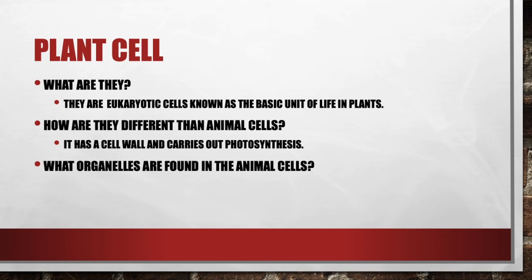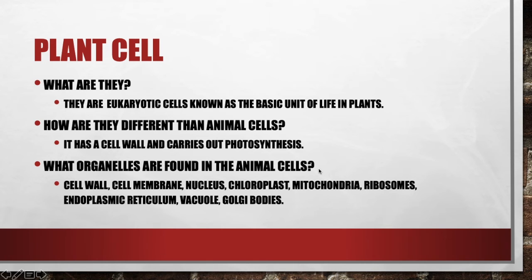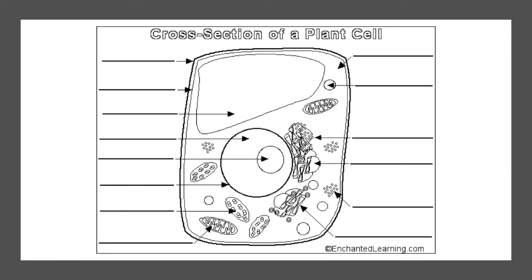So now the organelles that we're going to talk about within the plant cell. Oh, I have animal there. It should be plant. Sorry, guys. Within the plant cell is a cell wall, a cell membrane, the nucleus, chloroplast, mitochondria, ribosomes, endoplasmic reticulum, a vacuole, and Golgi bodies. So pull out the sheet that has the plant cell on it, and let's fill in those blanks.